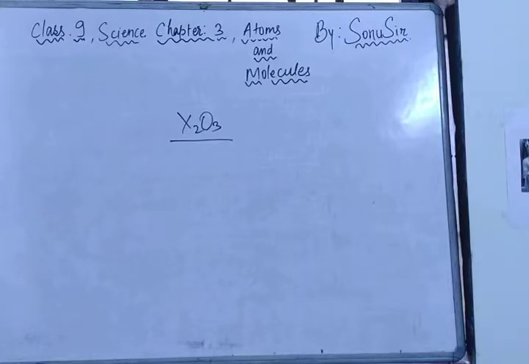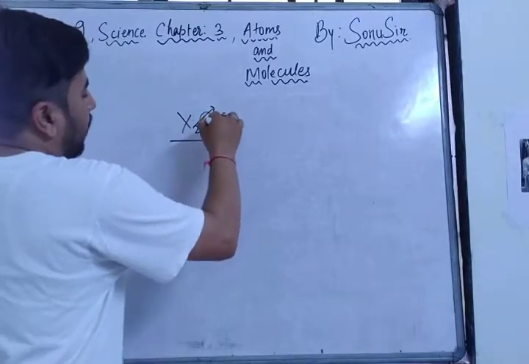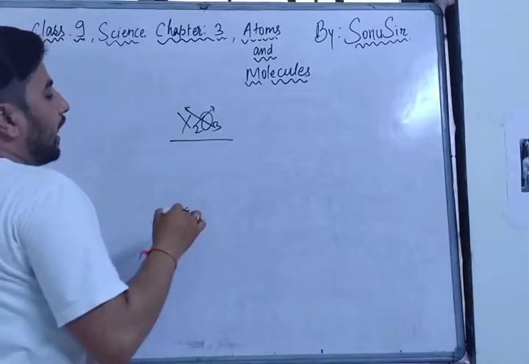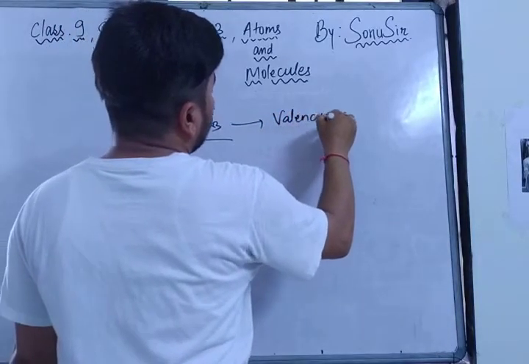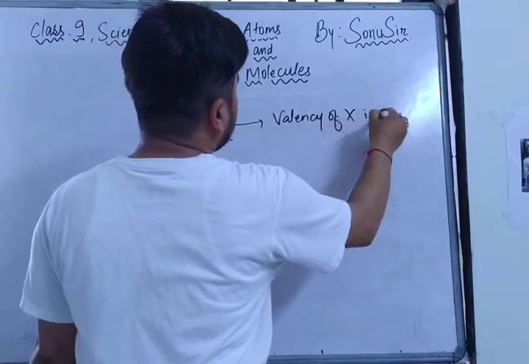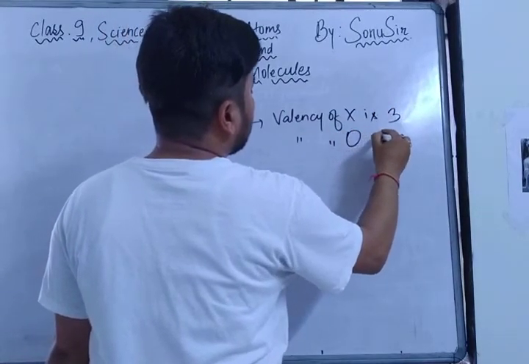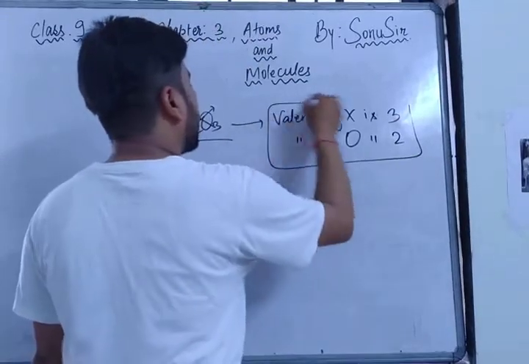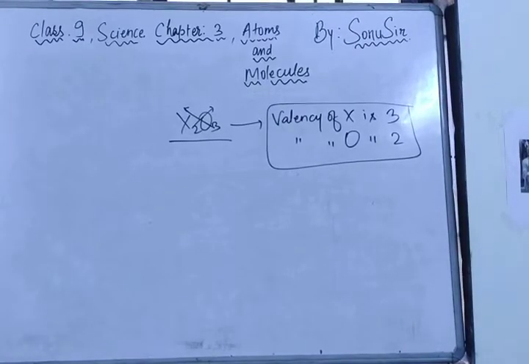Can you tell me what will be the valency of X and what will be the valency of O? Easily. Here 2 is the valency of oxygen and 3 is the valency of X. So you can write: valency of X is 3 and valency of oxygen is 2. In this form you can write. If any compound is given, and you want to calculate the valency, it will be very easy to find.